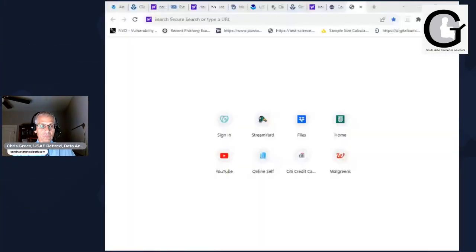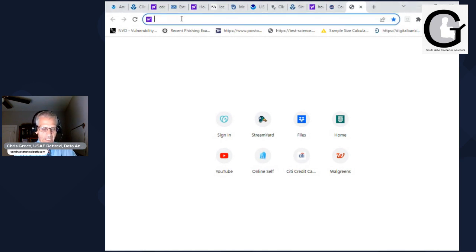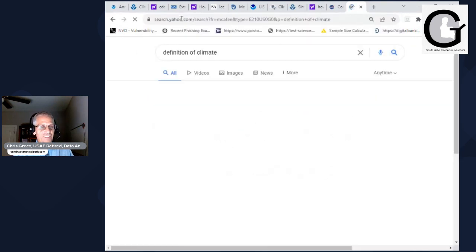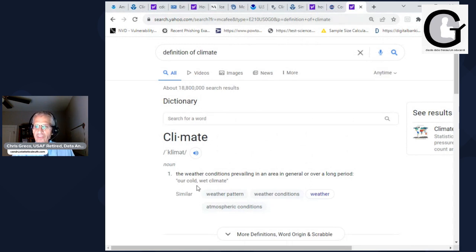So let's talk about this just for a second from a standpoint of climate and climate change. First of all, and I think this is extremely important, what is climate? So let's just go through and figure out what climate is. You go to Google, whatever you want, the definition of climate. Okay, so what is the definition of climate? The weather conditions prevailing in an area in general over a long period. Well, what in heaven's name does that mean? What's a long period?